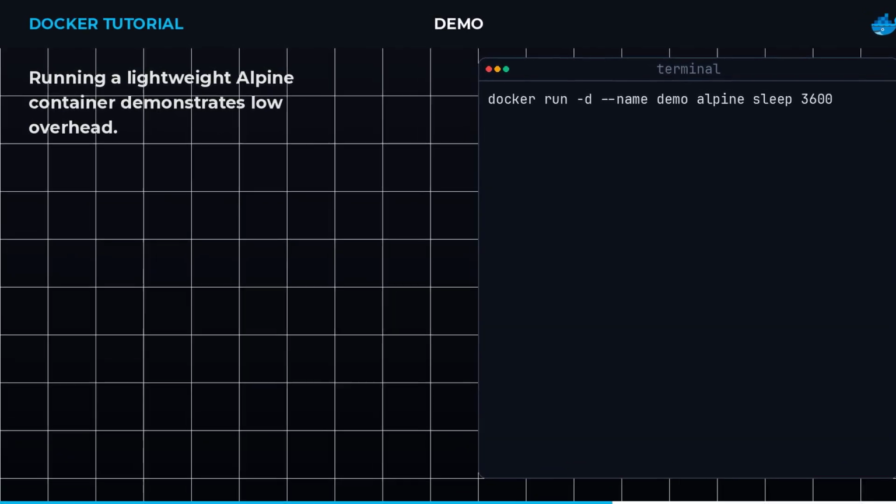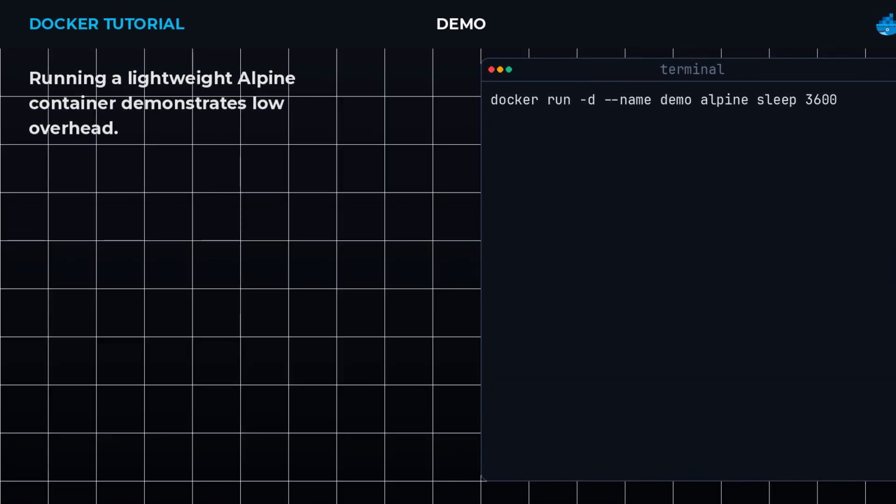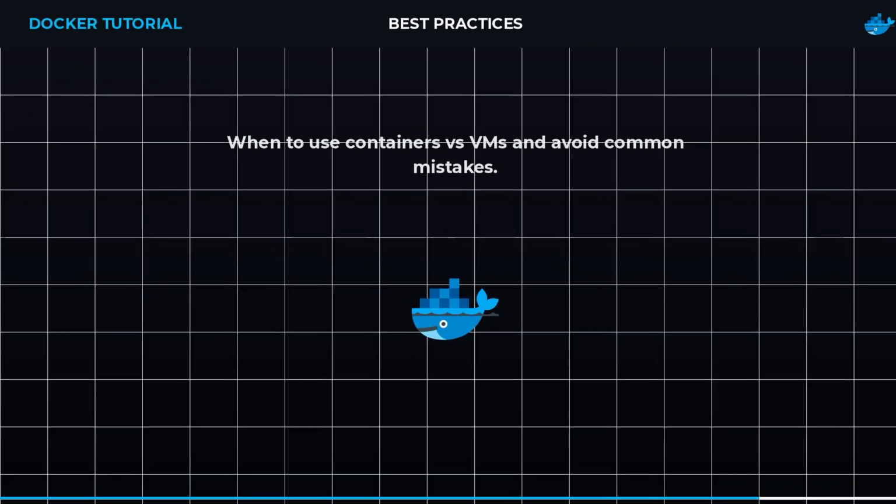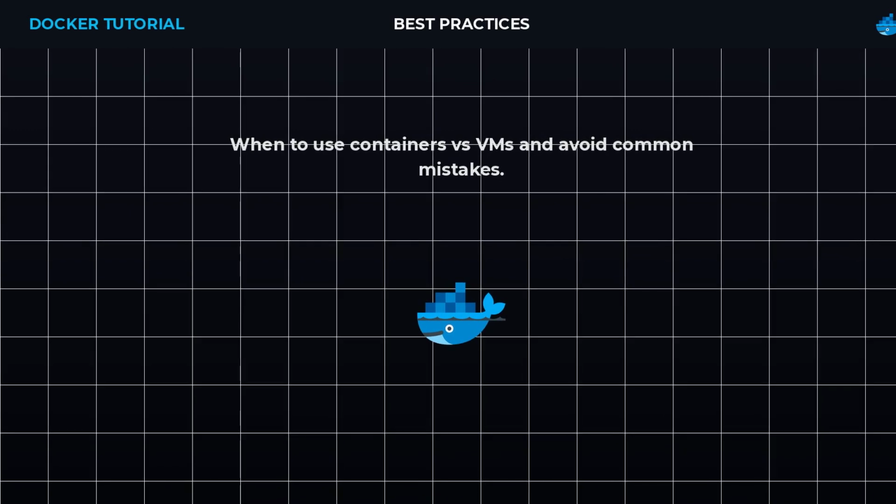I'll launch an Alpine Linux container in detached mode that simply sleeps for an hour. Notice the command finishes instantly, and the container uses only a few megabytes of memory compared to a full VM that would need hundreds. Use containers for microservices, CI pipelines, and fast-scaling workloads where you need quick spin-up.